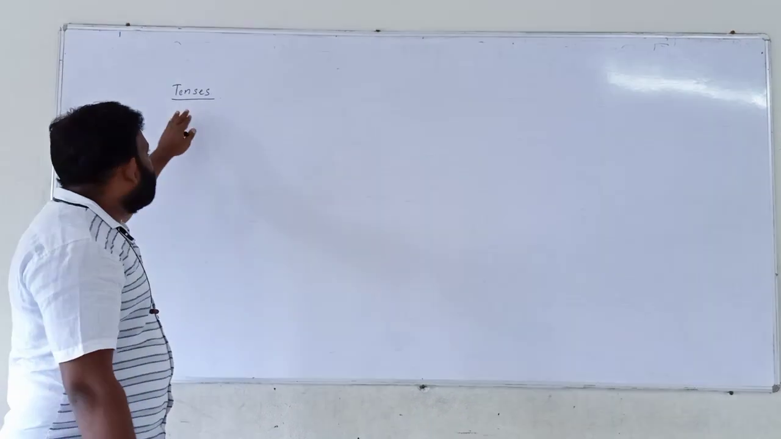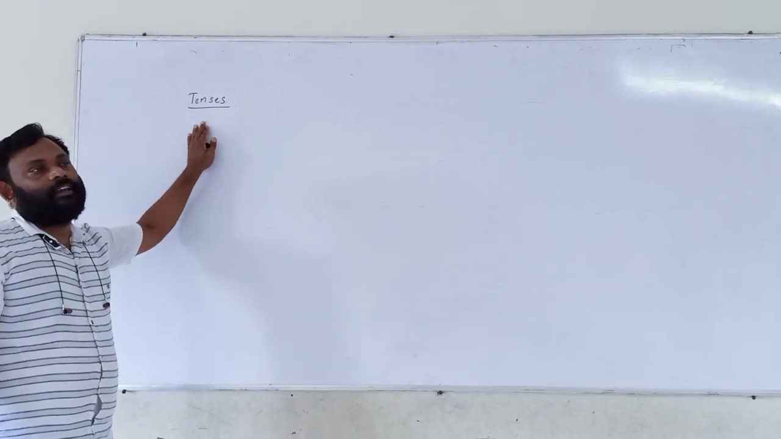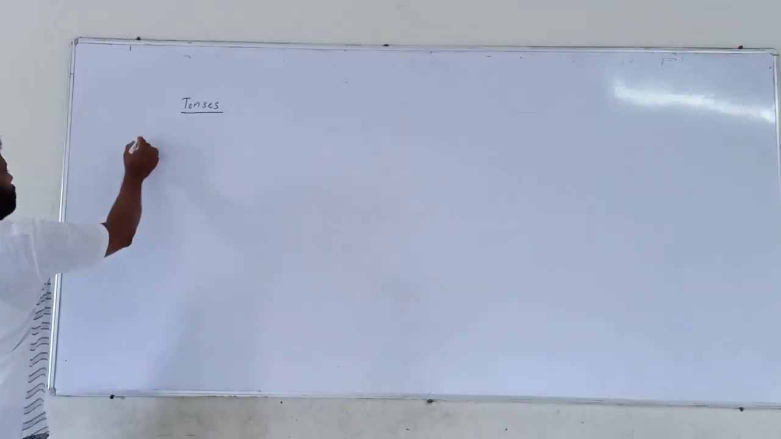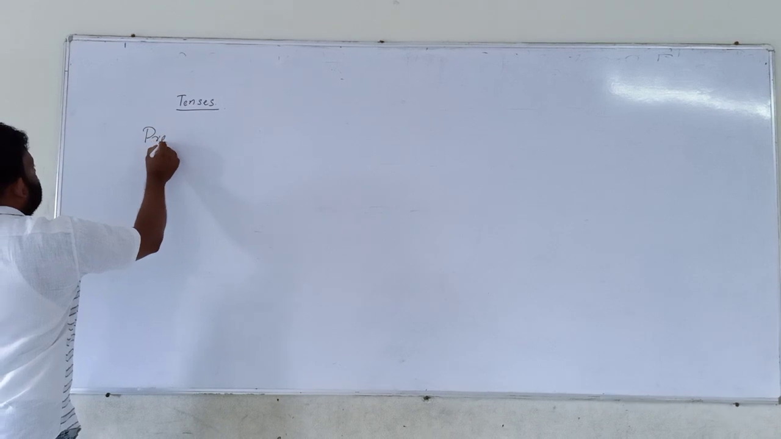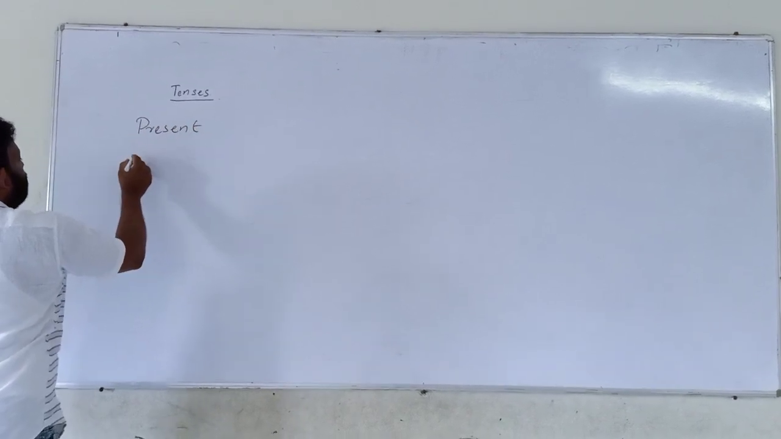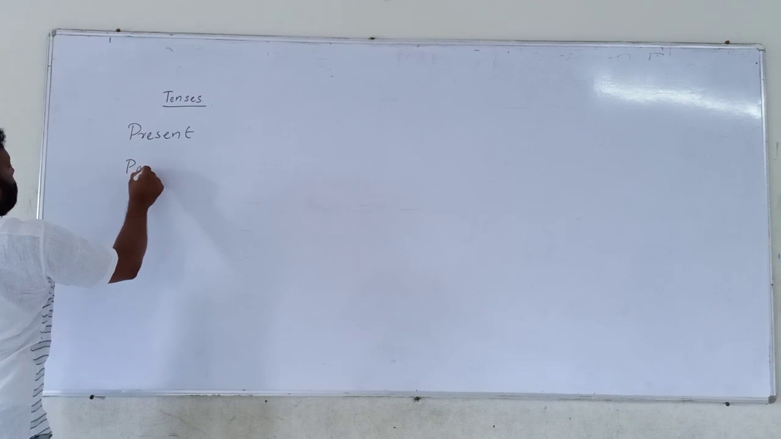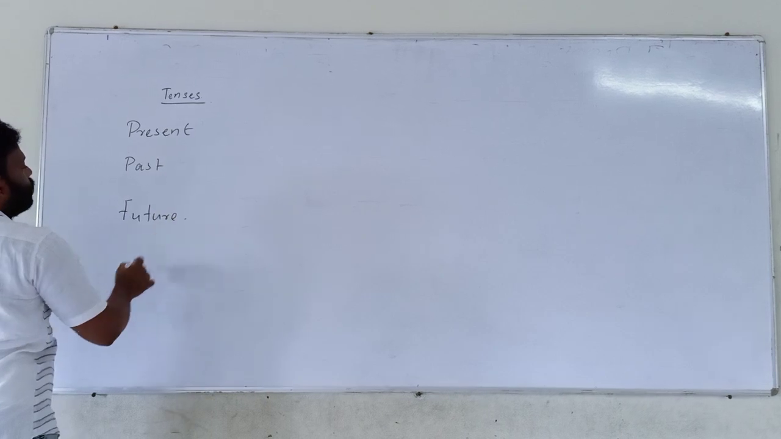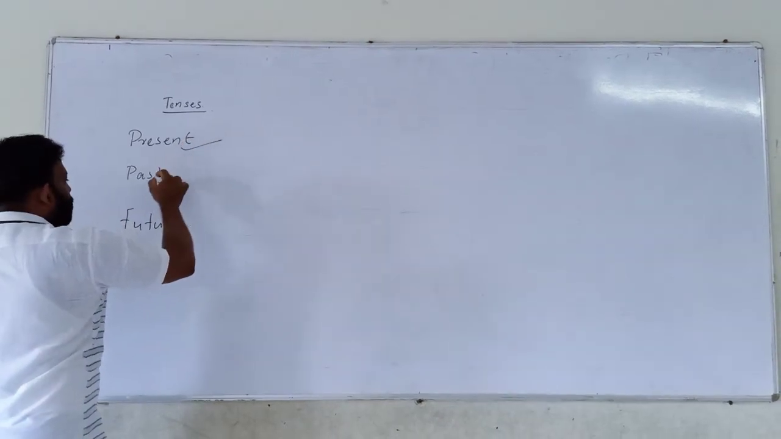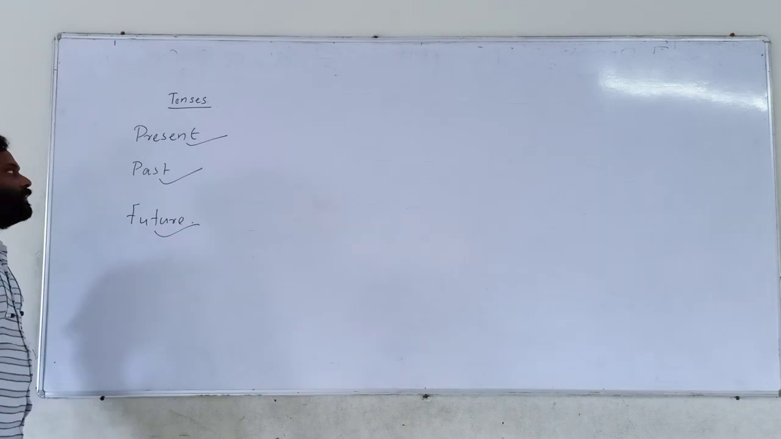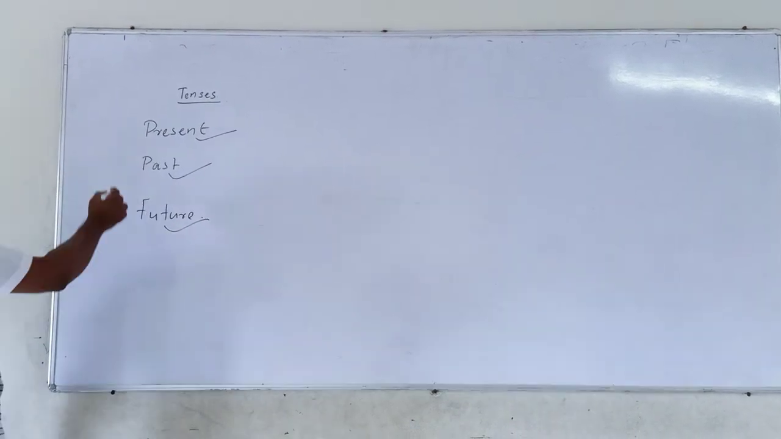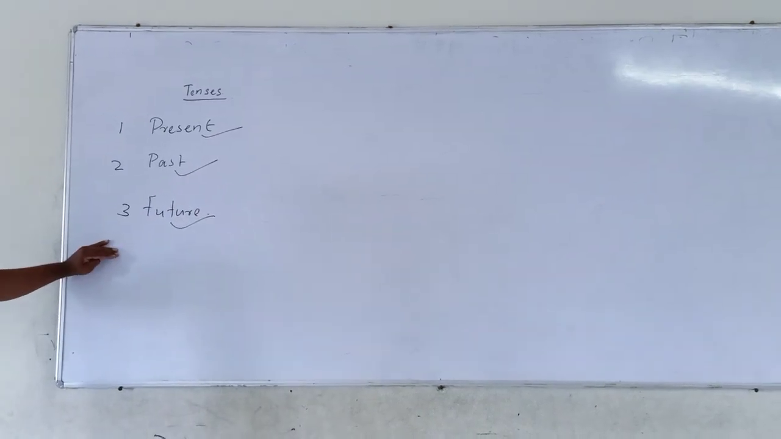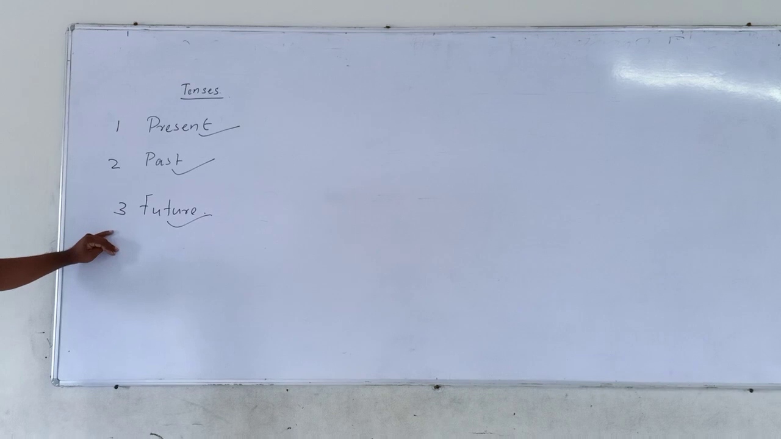So now, when we discuss tenses in English, we all know how many tenses there are and what they are. There are mainly 3 tenses in English. One is the present tense, the second is the past tense, and the third is the future tense. So present tense, past tense, future tense. Each of these tenses is further divided into 4 groups.